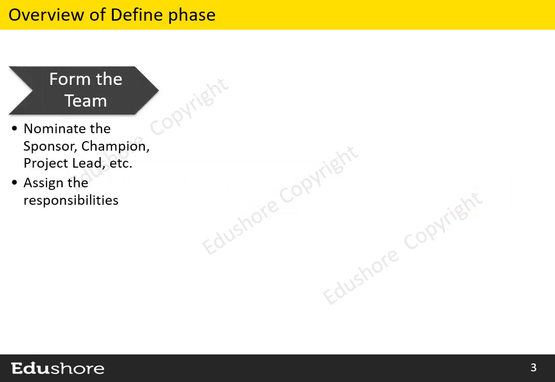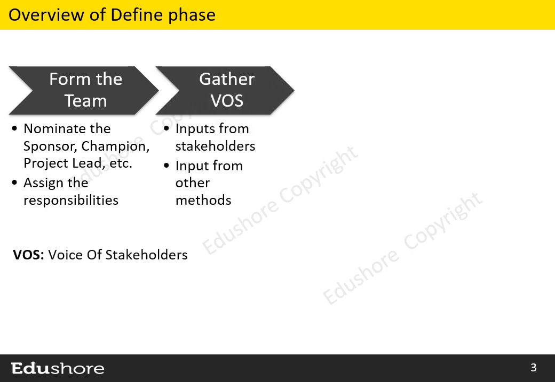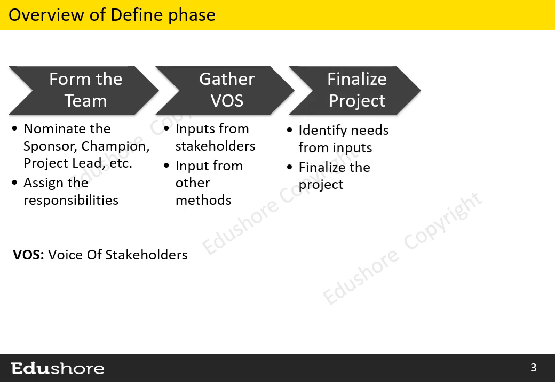The first step in the define phase is to form the project team that consists of sponsor, champion, project lead, etc. Next, we gather VOS, the voice of stakeholders. During this stage, we collect the inputs from the stakeholders and through other methods. After collecting the inputs, we try to analyze them and identify the inputs into improvement needs. From the list of improvement needs, we finalize one initiative. In other words, we finalize a Lean Six Sigma project.